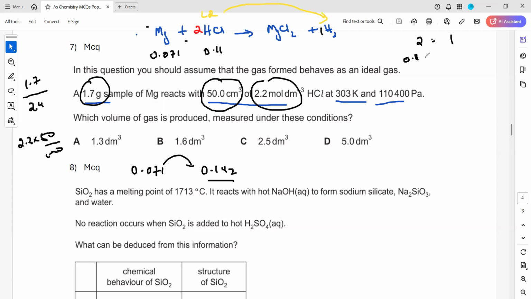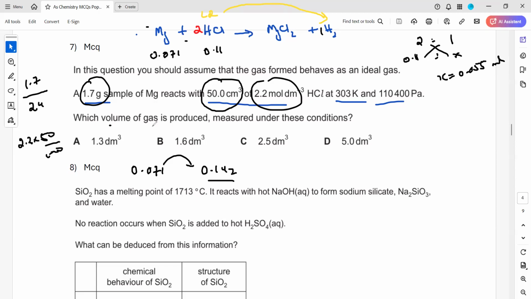we have 0.11. How many moles should there be? It should be X. What's the answer for this? We cross multiply: 0.055. So we got 0.055 moles of hydrogen.